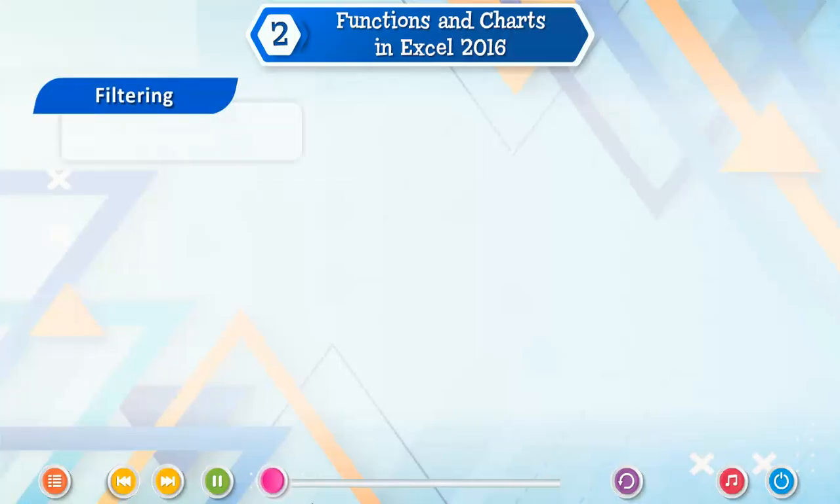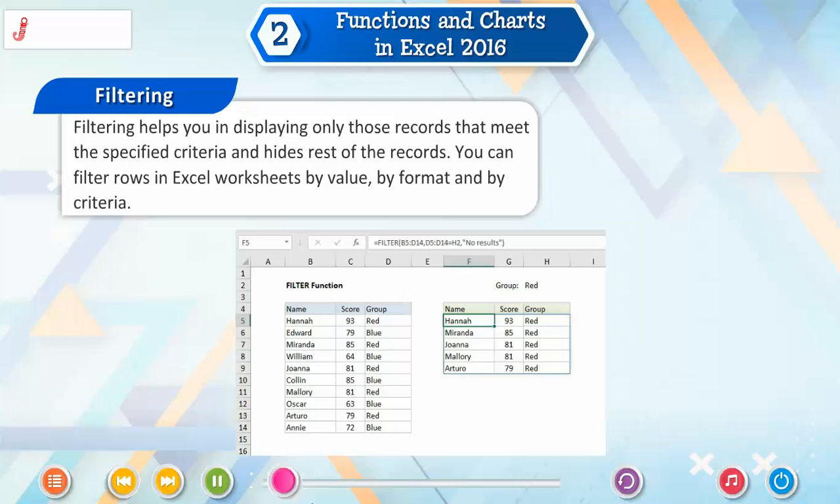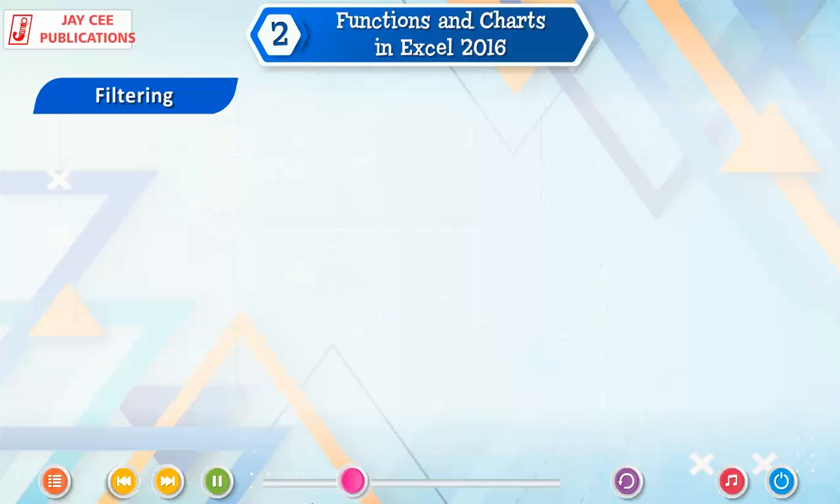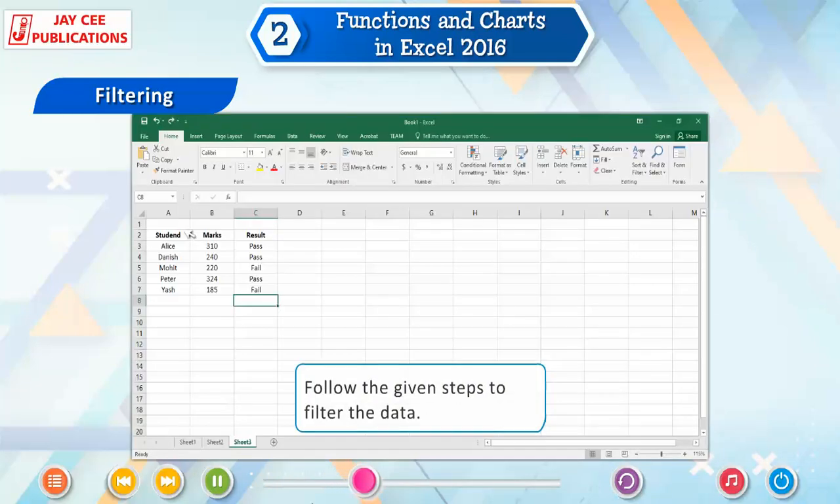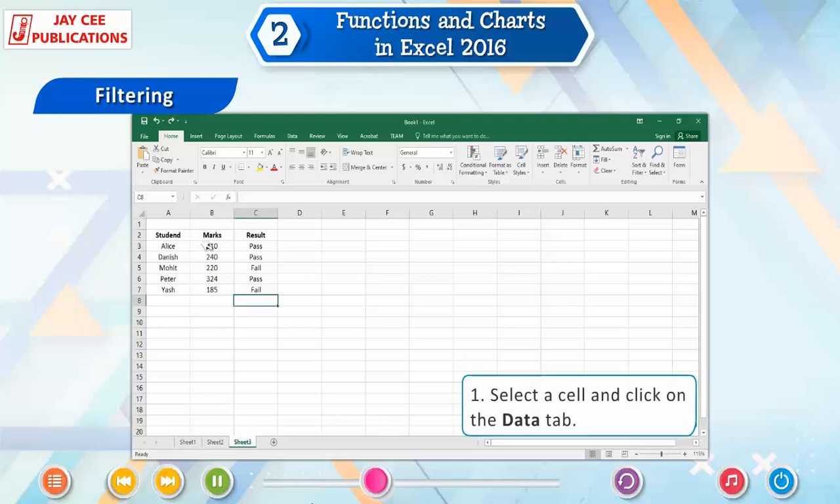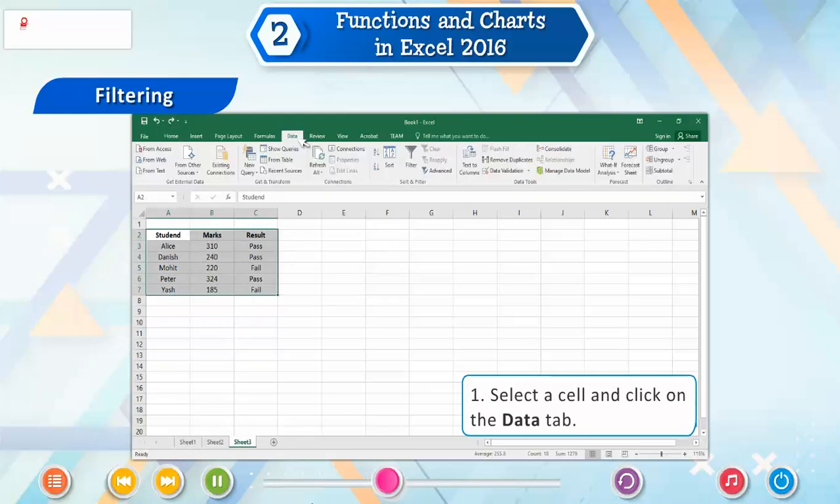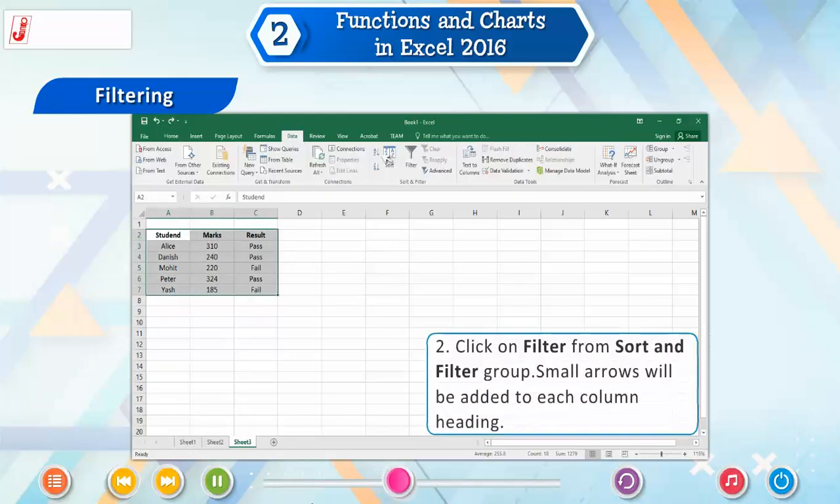Filtering. Filtering helps you in displaying only those records that meet the specified criteria and hides rest of the records. You can filter rows in Excel worksheets by value, by format, and by criteria. Follow the given steps to filter the data. 1. Select a cell and click on the Data tab. 2. Click on Filter from Sort and Filter group.